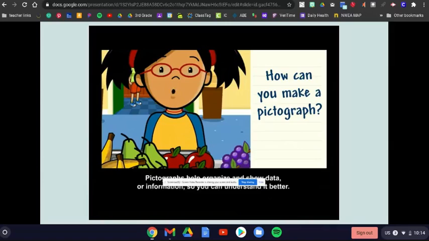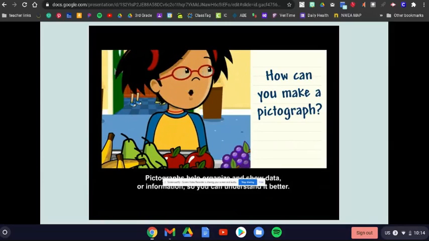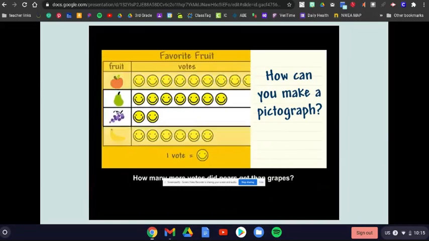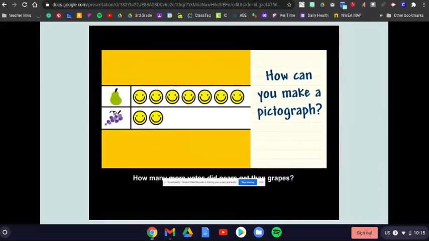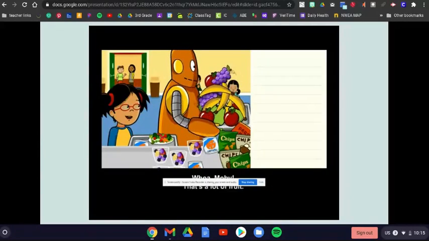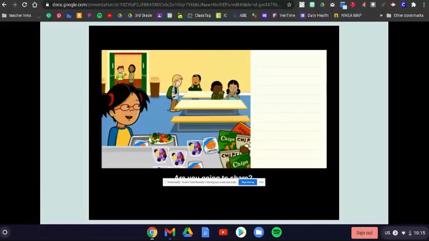Pictographs help organize and show data or information so you can understand it better. Which fruit got the most votes? Apple. How many more votes did pears get than grapes? 5 more people voted for pears than grapes. You can also show the same information in a different way. Whoa, Moby, that's a lot of fruit. Are you going to share?